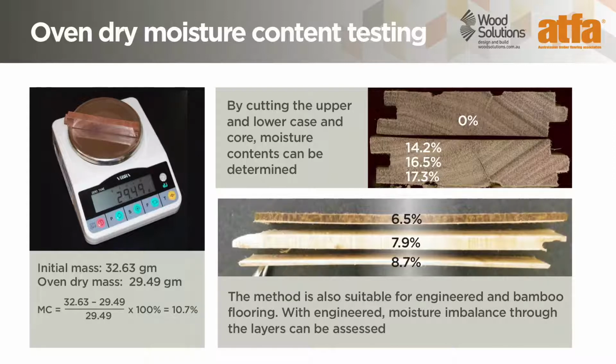To also help conceptualize the meaning of moisture content, 12% moisture content can be thought of as 0.12 kilograms of water for every 1 kilogram of dry wood. The photos show oven dry moisture content testing of solid timber and some engineered flooring. Solid timber can be segmented into thirds from top to bottom, and each tested to assess moisture differences between the top and bottom of the boards. Similarly, with engineered flooring, it can be segmented into lamella, core and base layer, and the moisture contents of each determined if desired. This approach allows moisture imbalances to be assessed.